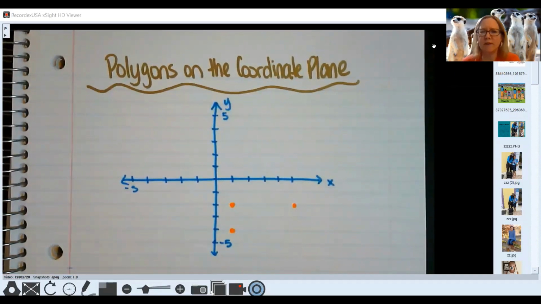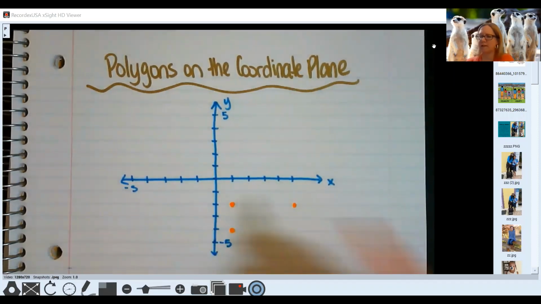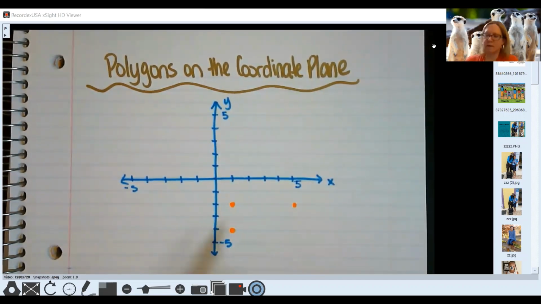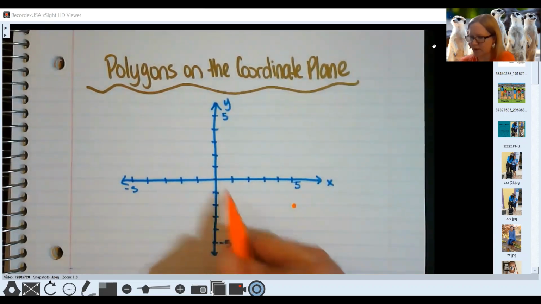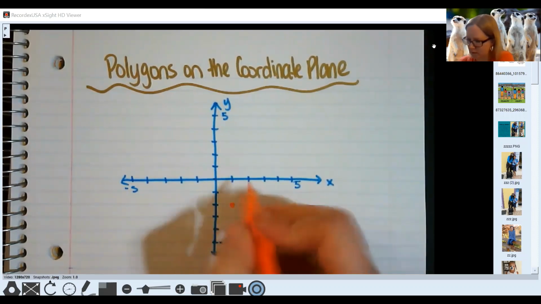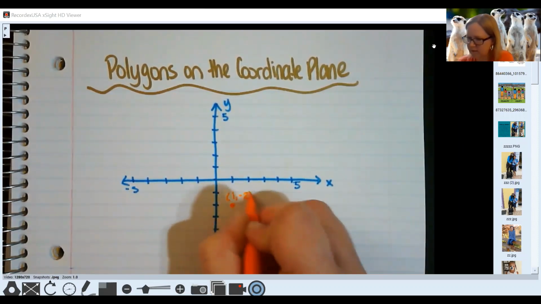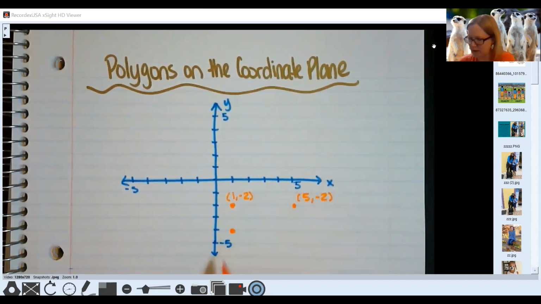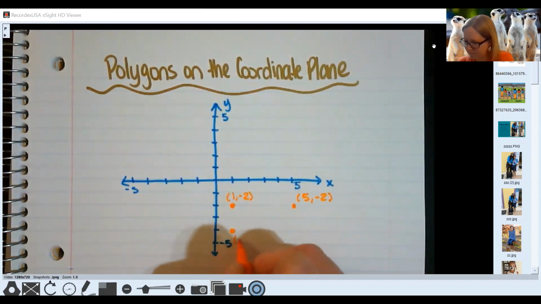So let's say we have these 3 points given to you. What I need to do first is identify what, let's see, that's a 5 right there. I need to figure out what those coordinates are. So this coordinate right here, I'm going across 1, down 2, so that's (1, -2). This point right here would be (5, -2). And this point is (1, -4).